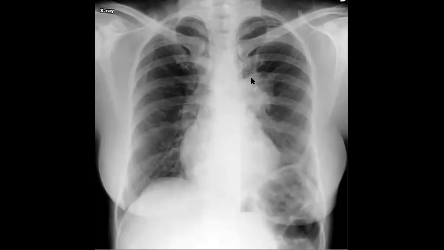And through this left hilar shadow, you can see that there are some tram track opacities here. Just think about the differential diagnosis. Sure you will put the malignant reason as one of the best differential diagnoses. But if it is not malignant, can you give any other differential diagnosis? When you see something in the upper lobe, especially with this tram track appearance, think about bronchiectasis.